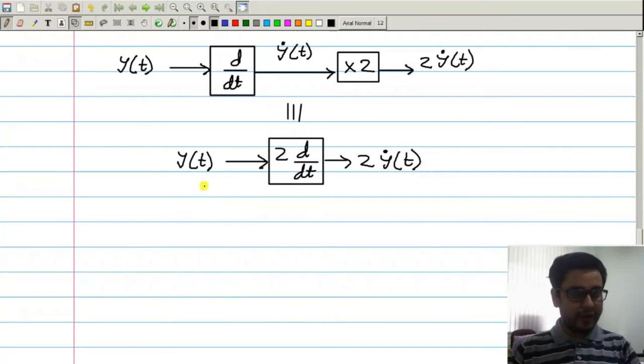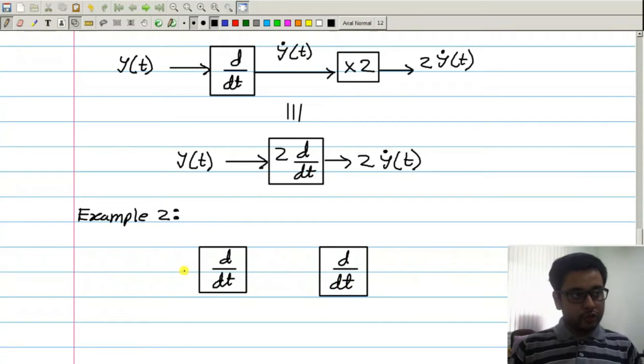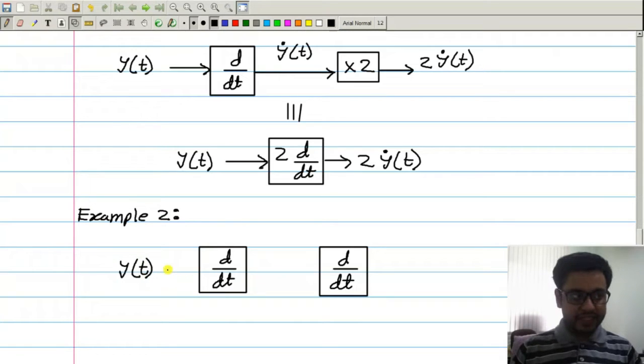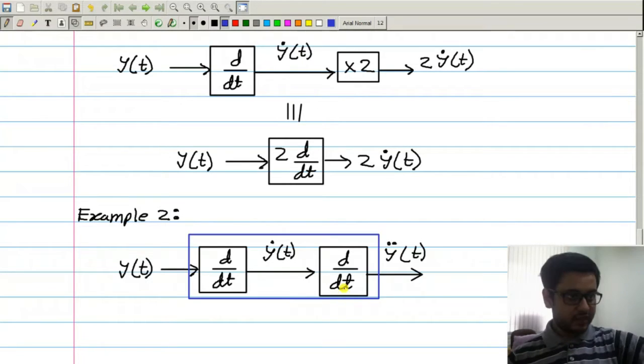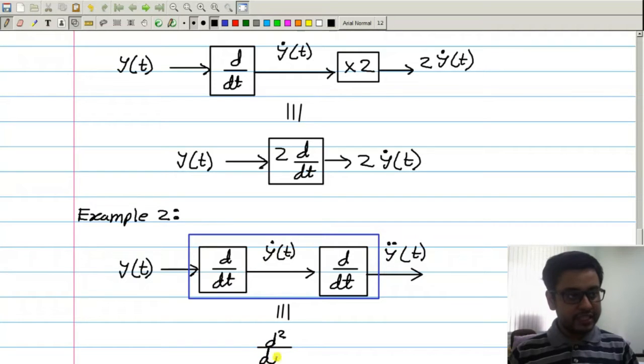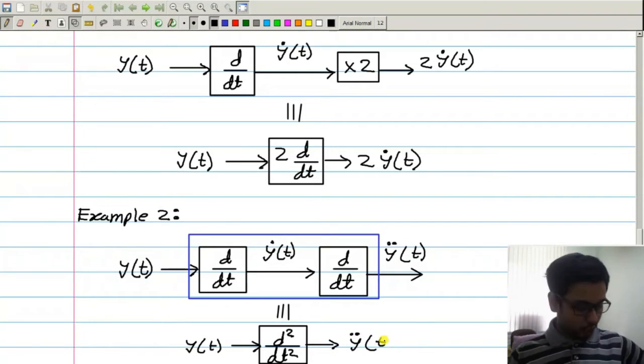Another example of combining operators could be like this. Take the time derivative operator and combine it with another time derivative operator, such that we can start with a signal y of t. The first operator will act on y of t to produce y dot t, and then the second operator will act on y dot t to produce y double dot t, or the second derivative. Now these 2 operators together can be written in a compact form like this: d2 dt2, that is the second derivative operator, which acts on a signal y to produce the second derivative y double dot.